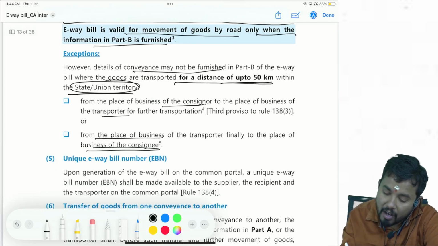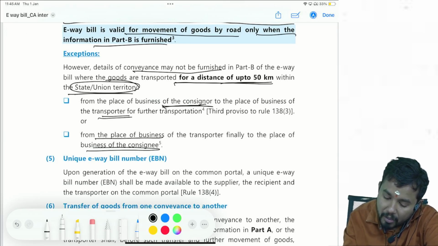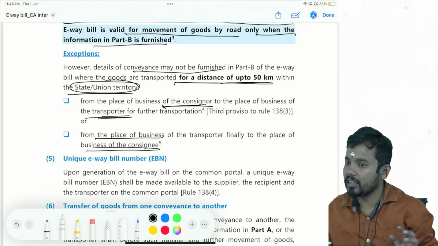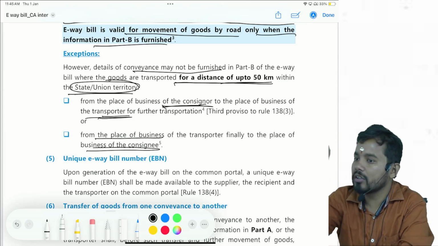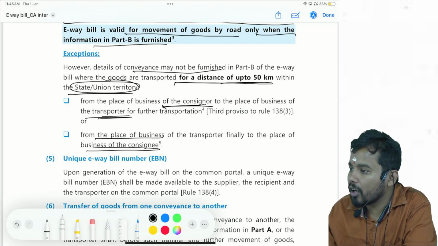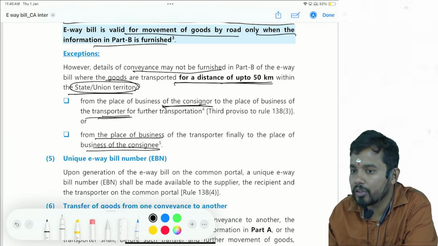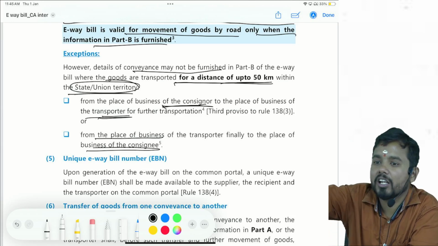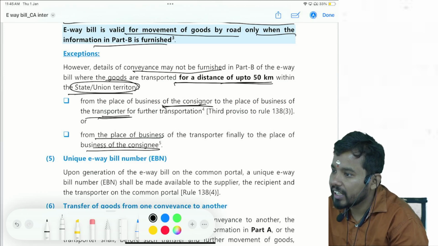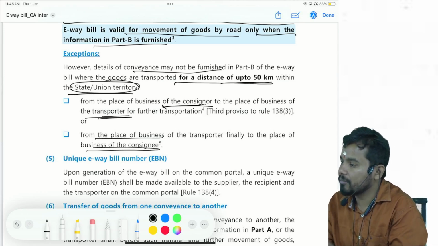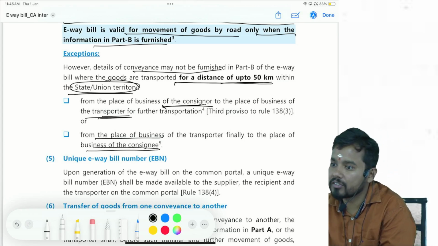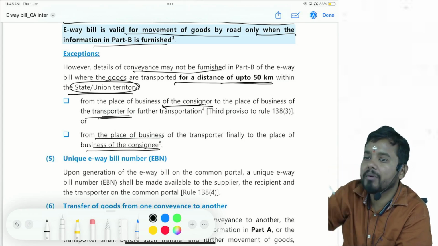Okay, for what purpose? From the place of business of the consignor to the place of business of the transporter for further transportation. For example, I want to send some goods to my customer. Now the courier office or the transporter office to which I want to give the goods was 10 kilometers away. So first I have to generate e-way bill part A with the temporary reference number. With the e-way bill I can take the goods from my place to the transporter office. Once it reaches the transporter office, again part B has to be generated.